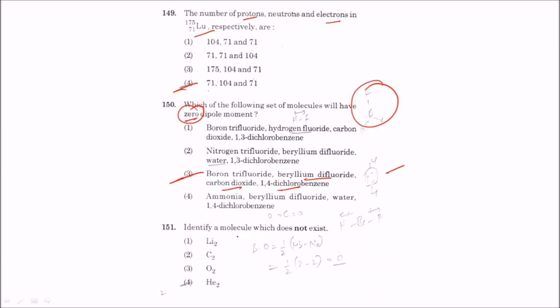151. Identify a molecule which does not exist. We know that if a molecule does not exist, we need to show that bond order is equal to 0. I can take the bond order formula, half of Nb minus Na. And if we take Nb minus Na in the case of He2, we get 2 bonding electrons and 2 antibonding electrons. So 2 minus 2 becomes 0. So bond order is equal to 0 in the case of He2. That's the reason why the helium molecule does not exist. So the right answer is the fourth one.